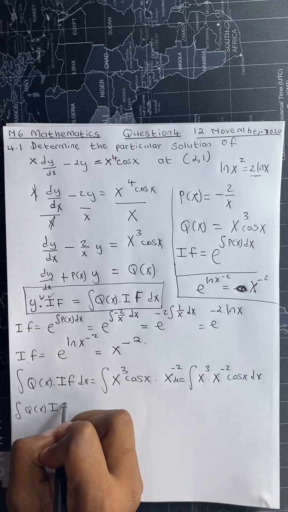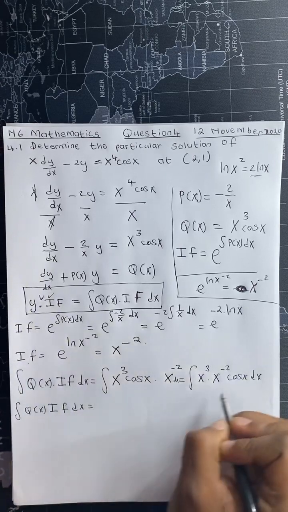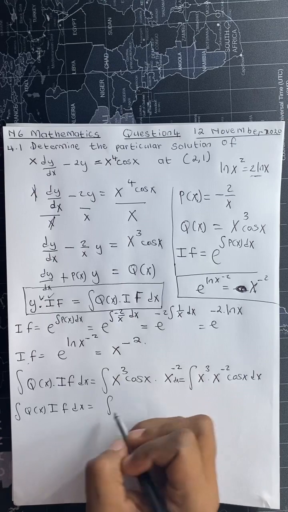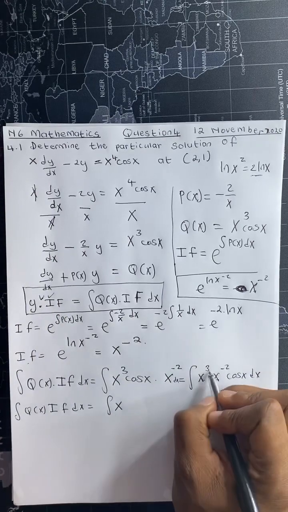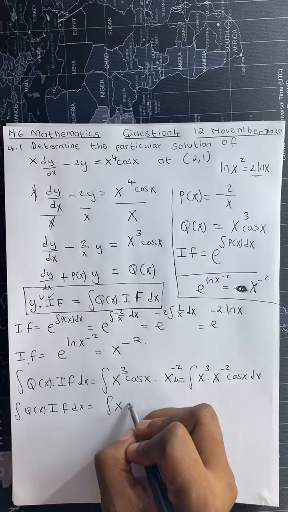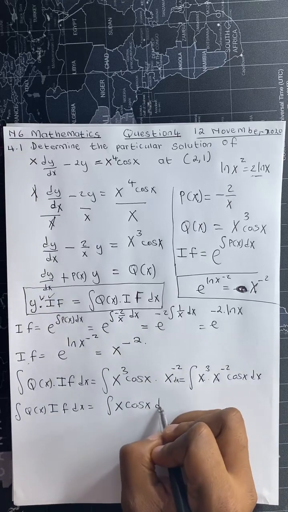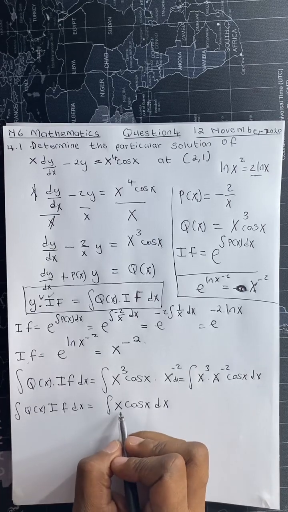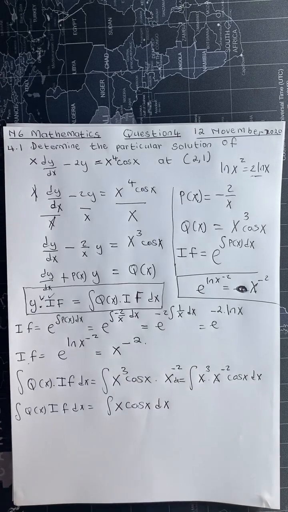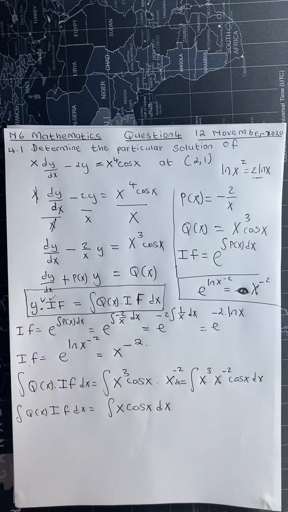And that will be equal to the integral, so the bases are the same. We add the exponents. So 3 minus 2 will be equal to 1, cos x dx. Now we have to determine the integral of x cos x dx, and we do that by using integration by parts.